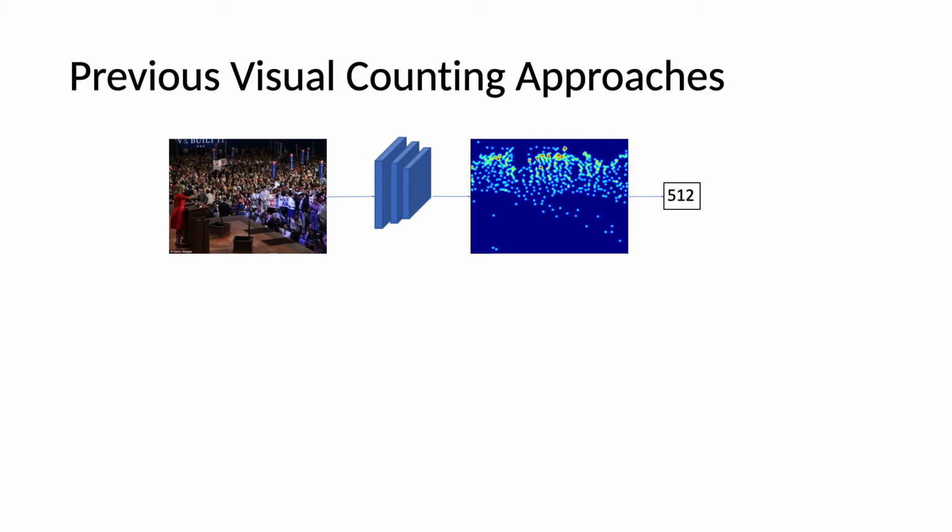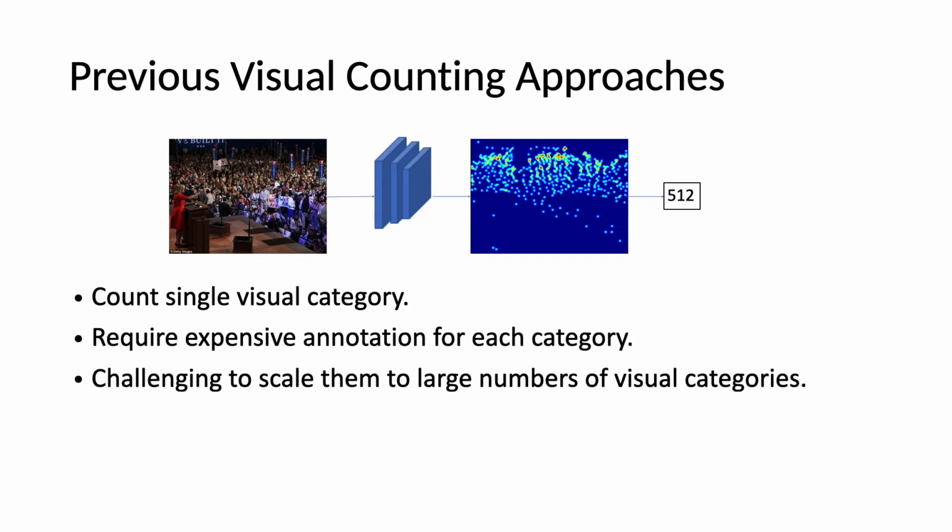Let's see if the previous visual counting approaches can also be used for counting objects from a large number of visual categories. So these counting approaches use a CNN to map an input image into a density map, and all the pixels in this density map are summed to obtain the final count. Now these approaches can handle a single visual category at a time and require expensive annotation for each new category. Hence, it's difficult to scale them to handle a large number of visual categories.